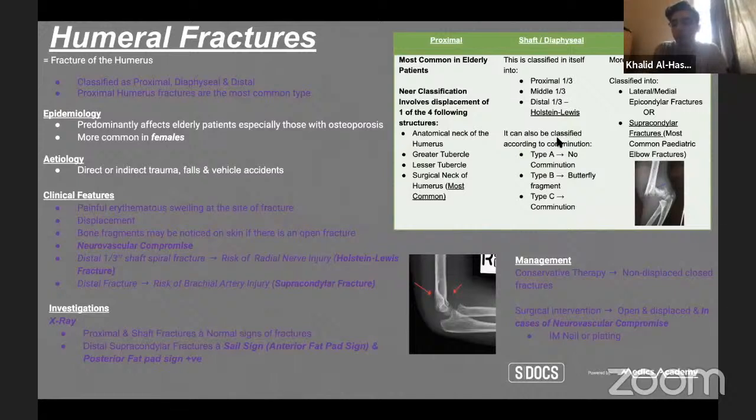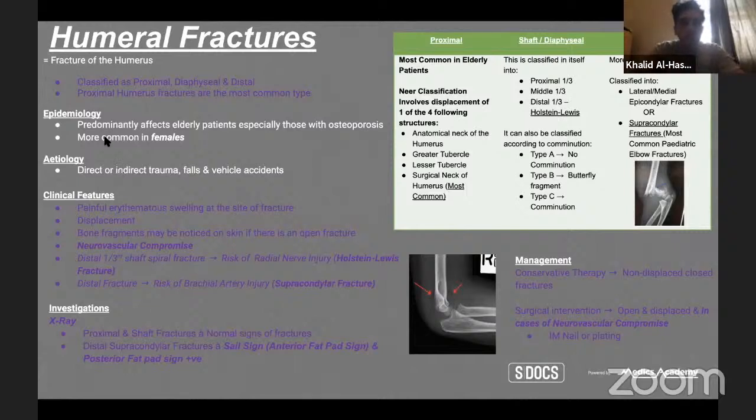Distal fractures are also quite important. You can have a fracture of the epicondyles of the distal portions of the humerus. However, more importantly to remember is a supracondylar fracture, which is the most common pediatric elbow fracture. Here is a picture of a supracondylar fracture.